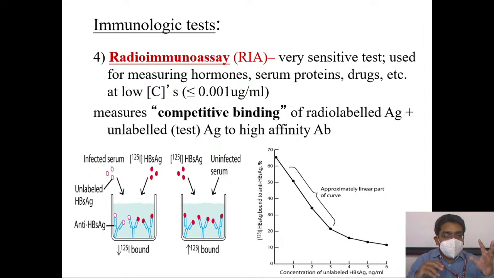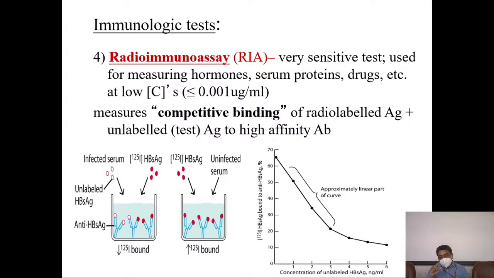If the patient is infected, we add the infected serum. This round hollow one is the infected serum. It is unlabeled. If the antigen is there, it is there; if it is not there, we are detecting it. The second thing we add is the iodine-tagged HBs antigen, which is tagged with the radioisotope.